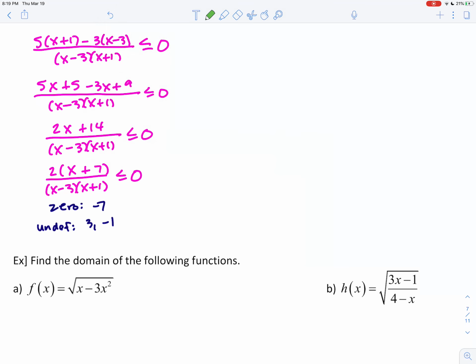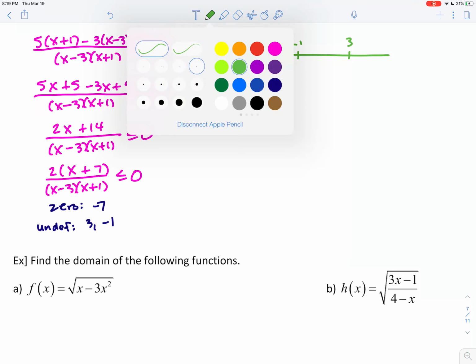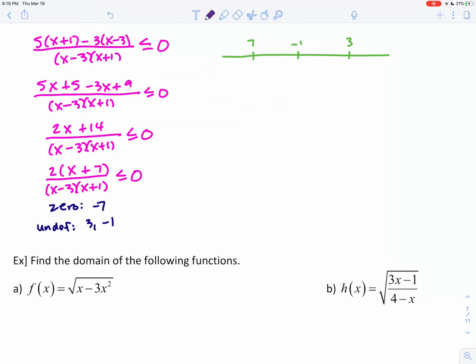Okay, so let's make a number line. And we will label all these in order. So negative 7 will be first, then negative 1, then 3. Let's put some circles here. Negative 7 will be the only one that's included. Open circles here and here.